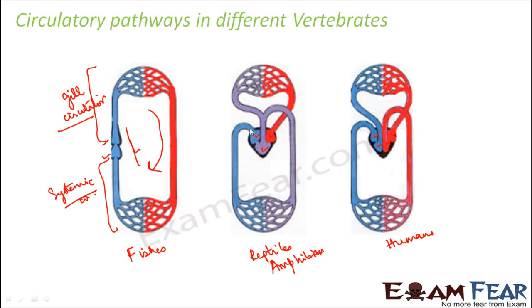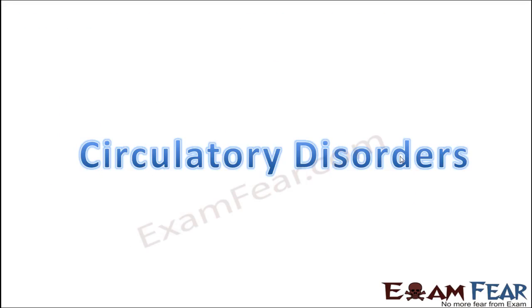But in case of amphibians and human beings, we have double circulation, where we have one specific pulmonary circulation and another systemic circulation. So by looking at this figure, you can actually point out the differences between the circulatory system of fishes, reptiles and human beings. So with this, we'll end our discussion on the circulatory system.